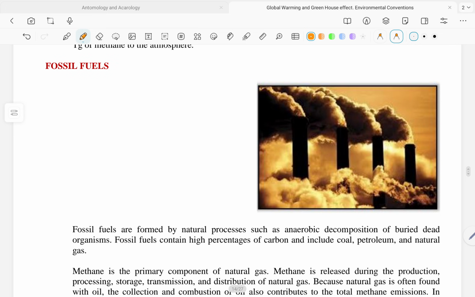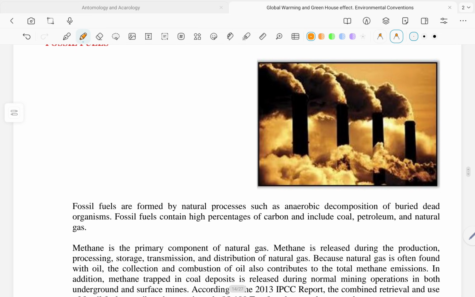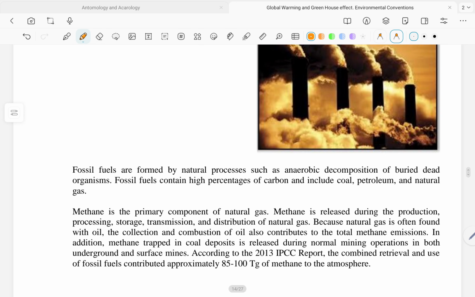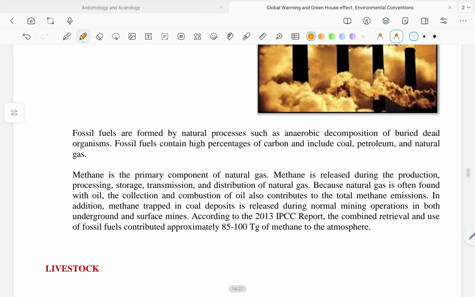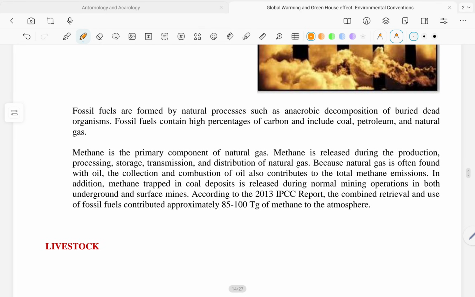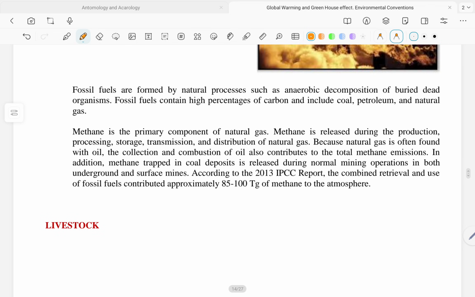Fossil fuels. Fossil fuels are formed by natural processes such as anaerobic decomposition of buried dead organisms. Fossil fuels contain a high percentage of carbon and include coal, petroleum, and natural gas. Methane is the primary component of natural gas. Methane is released during the production, processing, storage, transmission, and distribution of natural gas.